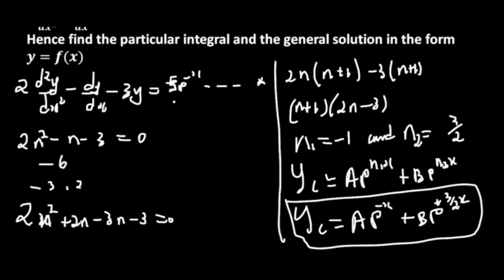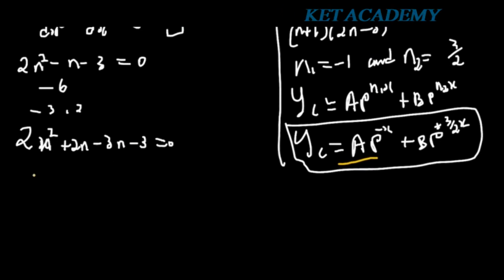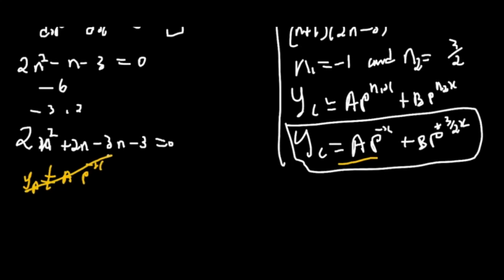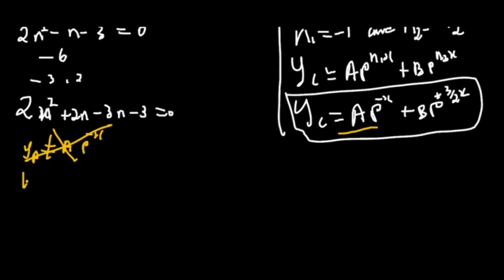When we compare the particular solution here and our complementary solution, we discover 5e to the minus x and ae to the minus x. So our particular solution is part of our complementary solution. Therefore, y particular in this case is not going to be ae to the minus x, because it is part of our complementary solution. Instead, our y particular is going to be ax e to the minus x here.